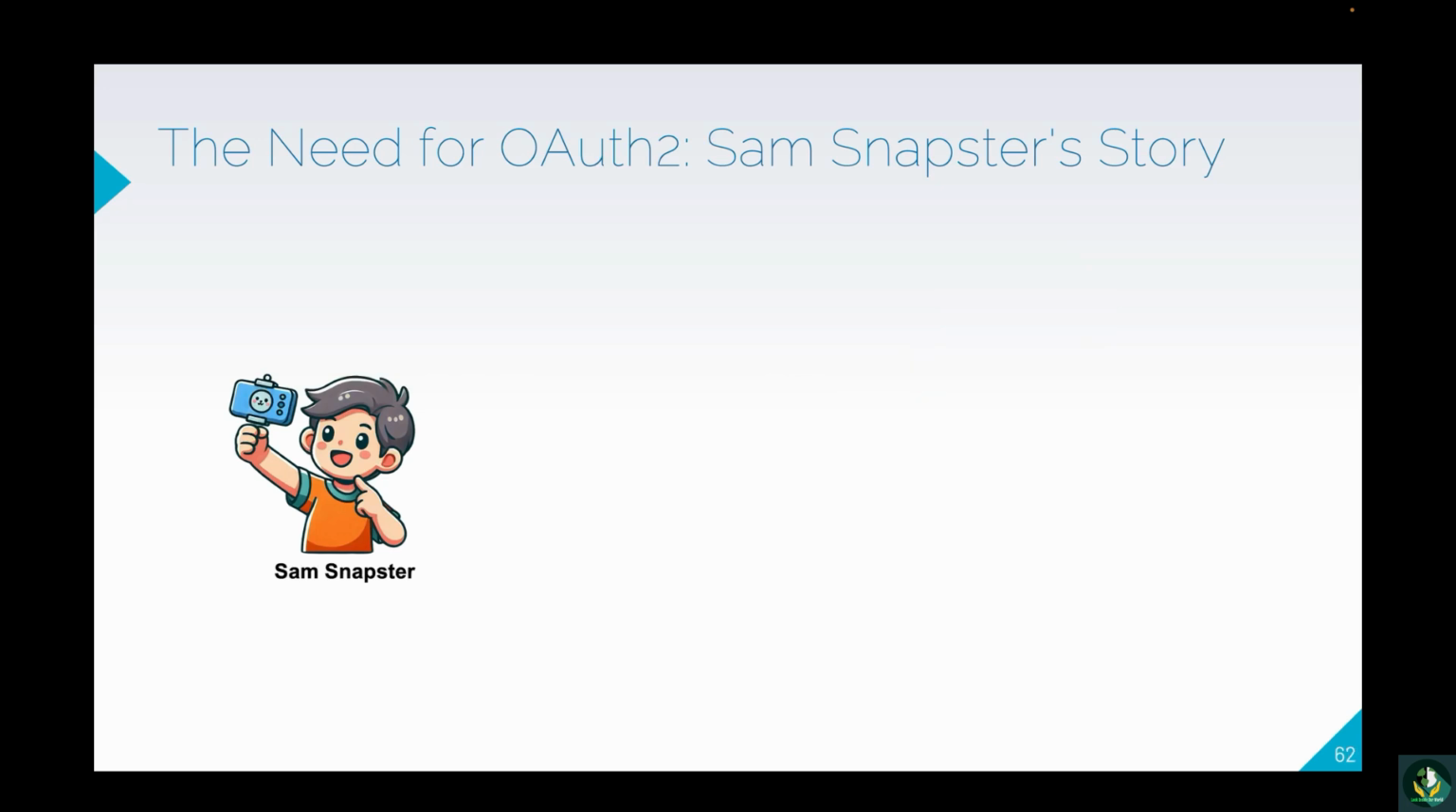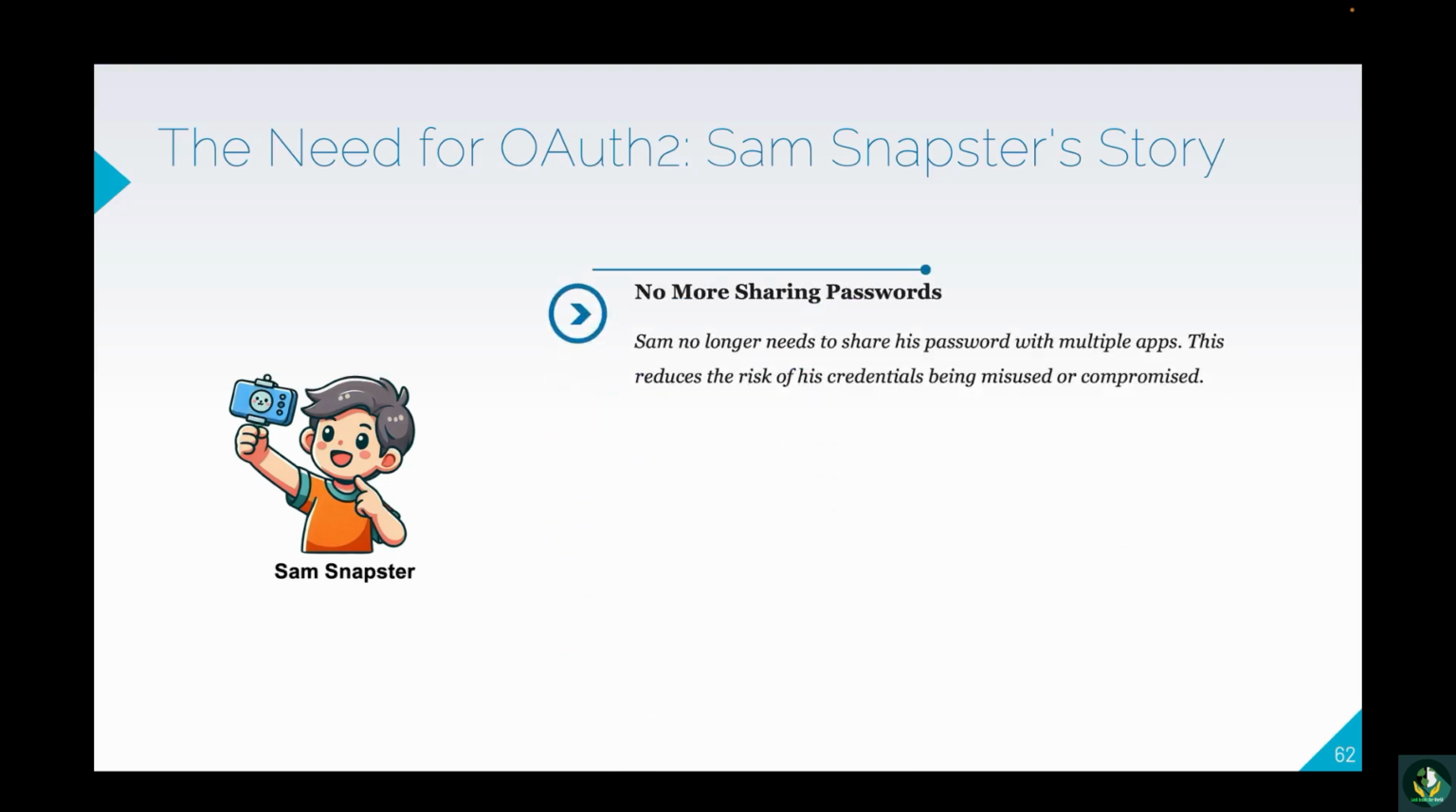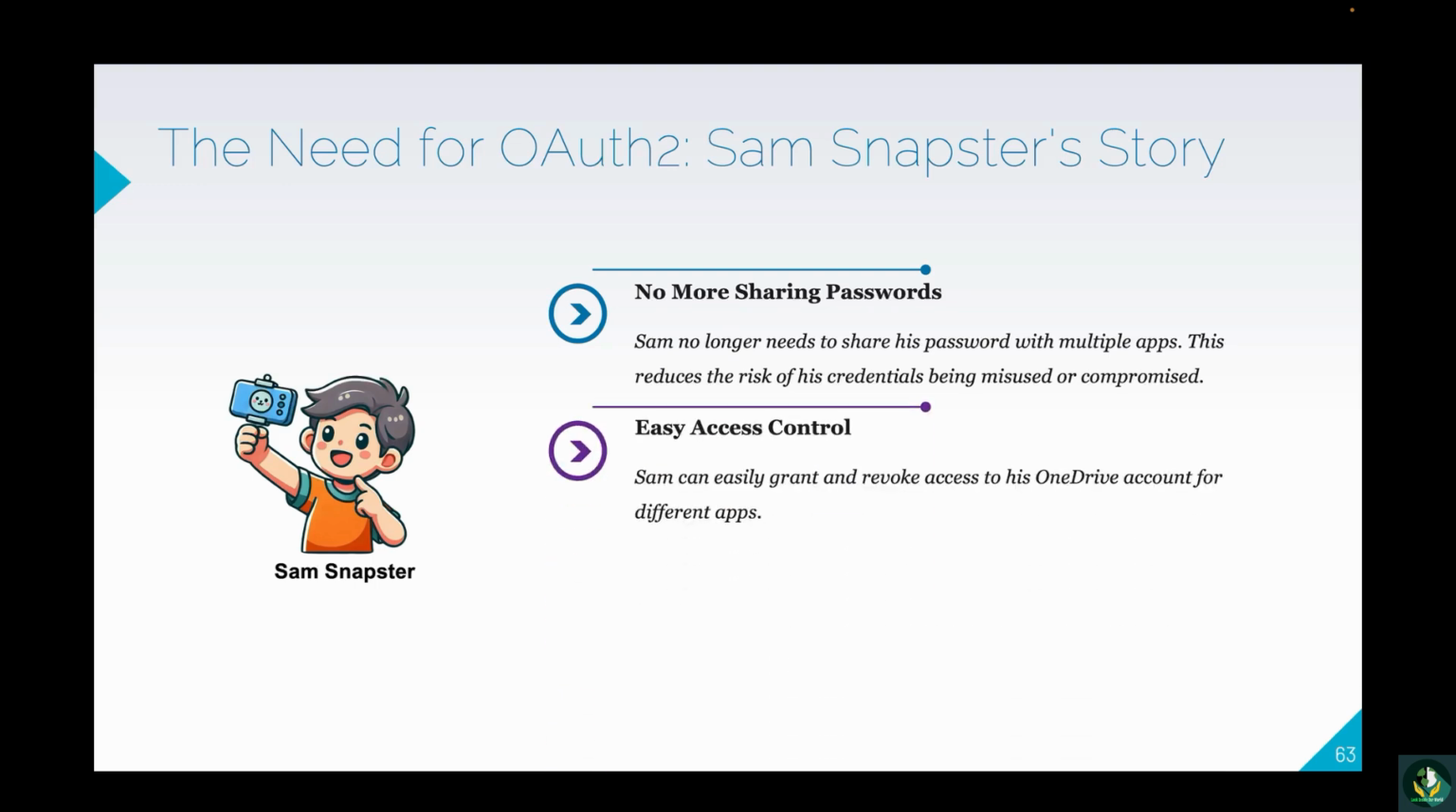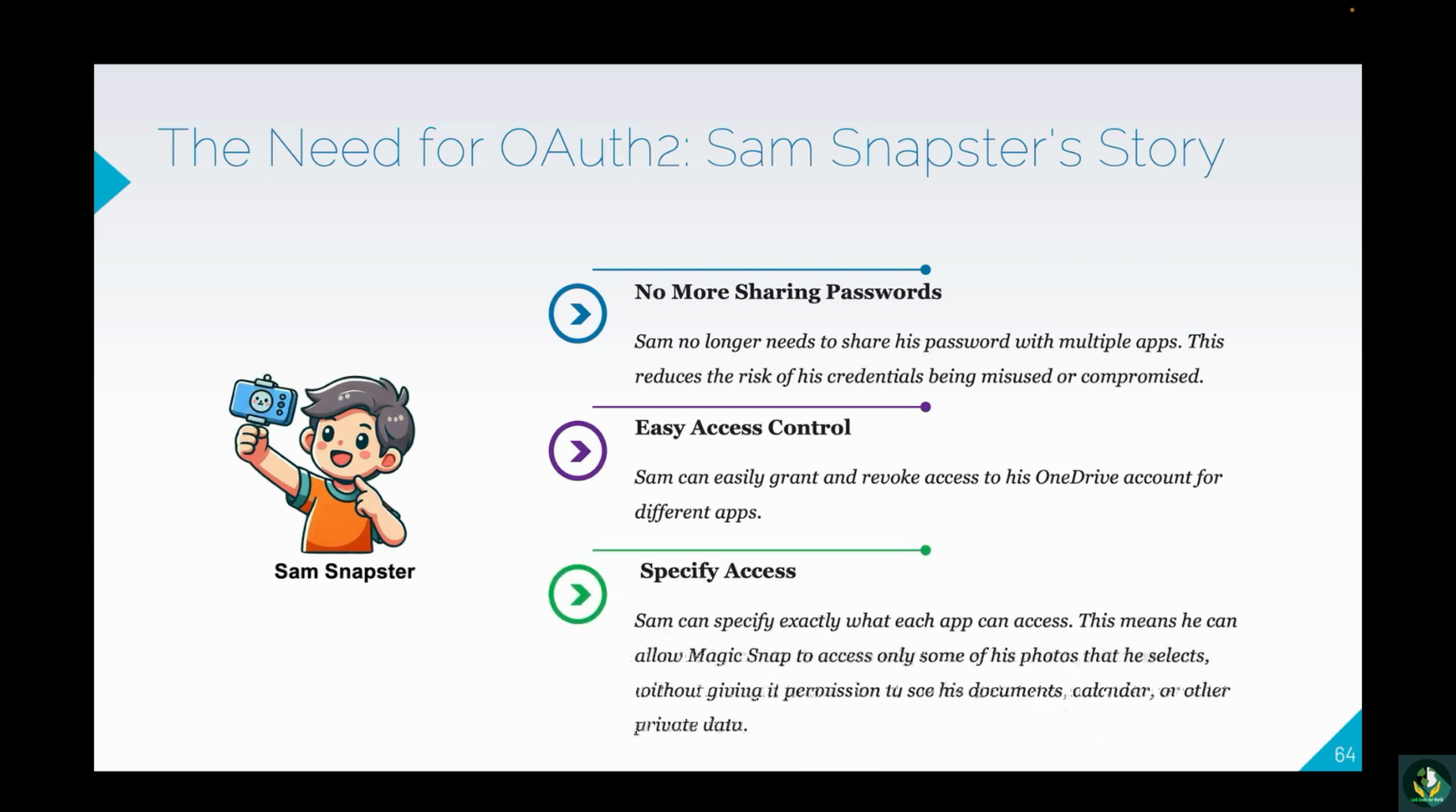Now that we understand why OAuth 2 is needed, let's see what benefits it brings to the table for Sam. No more sharing passwords. Sam no longer needs to share his password with multiple applications. This reduces the risk of his credentials being misused or compromised. Easy access control. Sam can easily grant and revoke access to his OneDrive account for different applications. This gives him complete control over who can access his data and when.